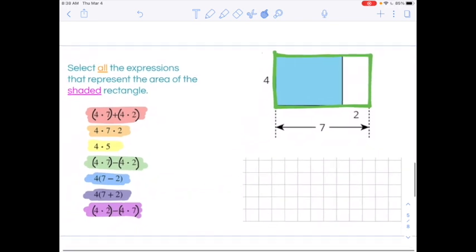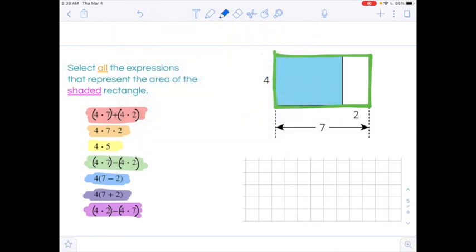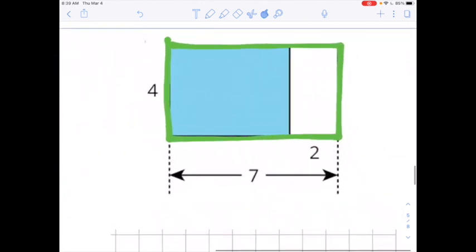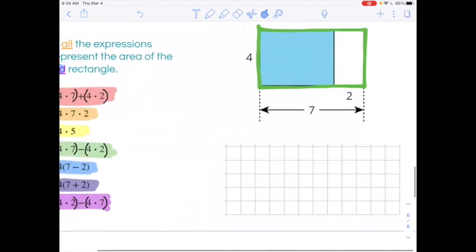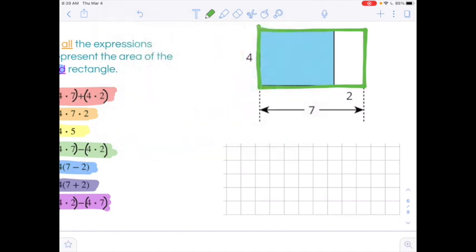What we need to do on this one is select all the representations that represent the area of the shaded rectangle. I want to know the area of the blue rectangle, not the green rectangle, the blue rectangle. Okay, so I can think about how I got the times problems inside, or I could redraw this rectangle down below, and I think that's what I'm going to do because it really helps me see what's inside.